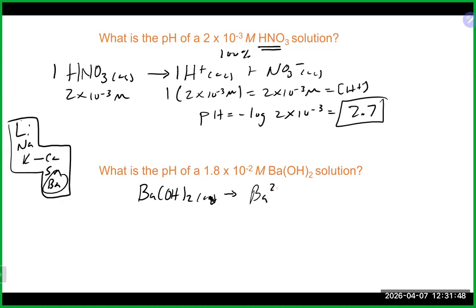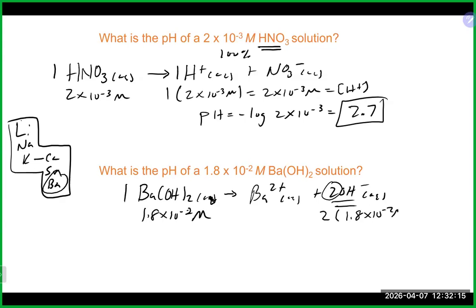It's going to give us a barium ion and a couple of hydroxides here. In this case, 1.8 times 10 to the minus 2 molar. We are interested in the hydroxide as that's going to allow us to get not to the pH, but to the POH first. It is a 1-to-2 relationship. So to see how concentrations are affected, you take 2 times the concentration in this case to give you the proper hydroxide concentration, 2 times 1.8 times 10 to the minus 2.